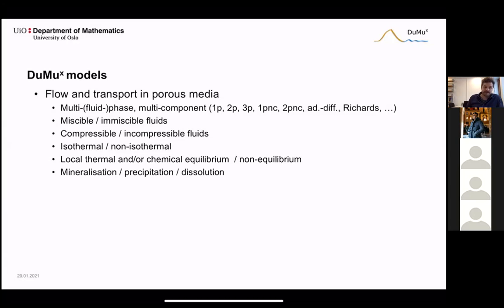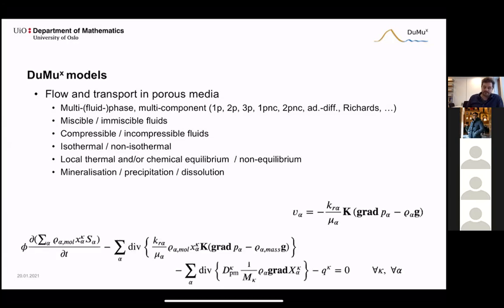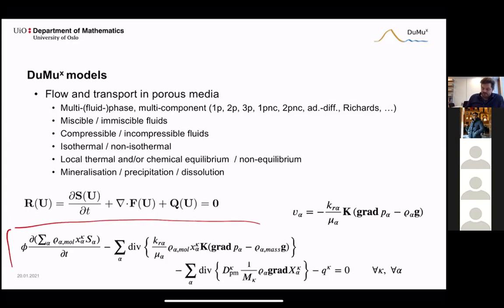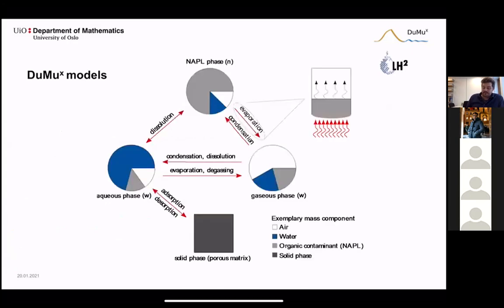These are different types of models that are all available in Dumux already, so you don't need to implement them. And we basically solve all of them in this generic form. So we have some kind of storage term, we have some kind of flux term, and we have some kind of source term. I'm not going to go into details of this, like a bit generic multi-phase model that considers advection and diffusion. So this is the flow in porous medium.